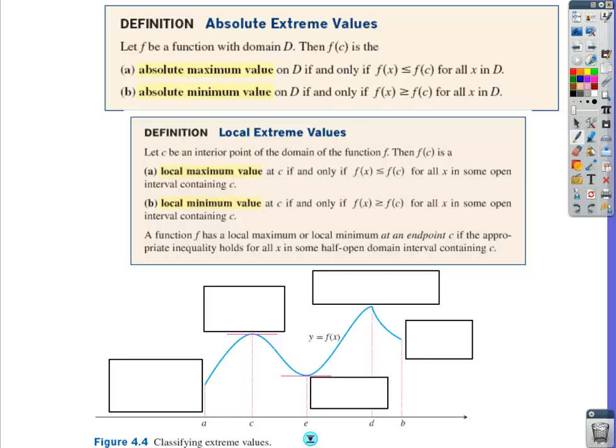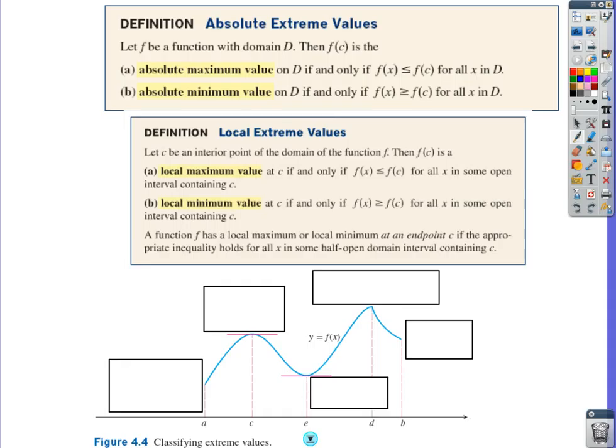And here we are. This is section 4.1. This is where we've spent most of our time finding derivatives. Now we're going to start applying what we can learn from functions in the world around us using derivatives. Okay, so we're going to start off with a quick review.